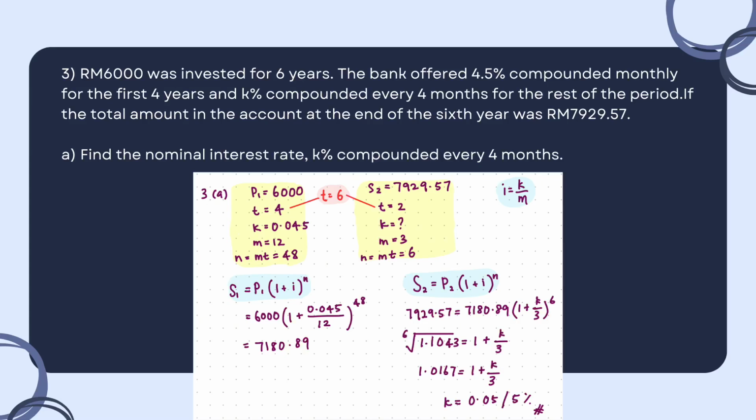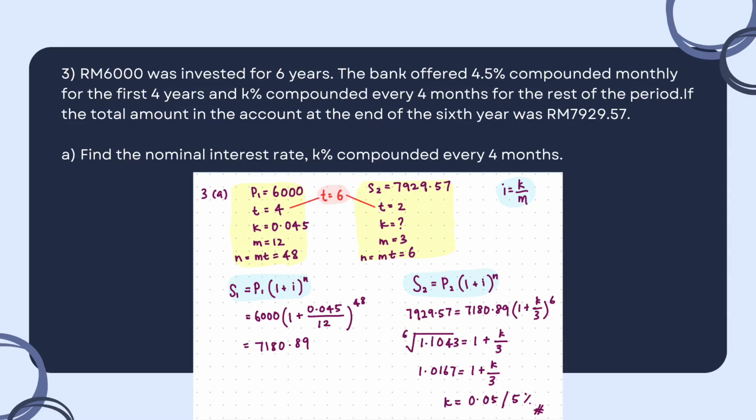Next information is K percent compounded every 4 months for the rest of the period. So our K we don't know, our M is 3, and for the rest of the period we need to minus 6 with 4, so we get 2. So our T equals 2. So in this question we need to find our K compounded every 4 months.